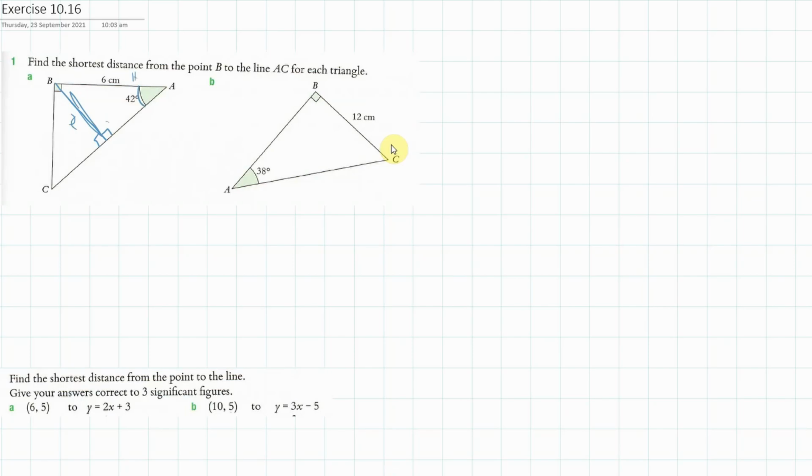And we've got the opposite. So we've got sine 42 equals the opposite over the hypotenuse, and so x should be equal to 6 sine 42. That's fairly easy. What does that give us? 6 sine 42 gives me 4.01 centimeters. Okay, so that's how you do those.